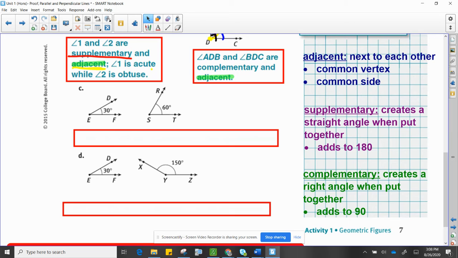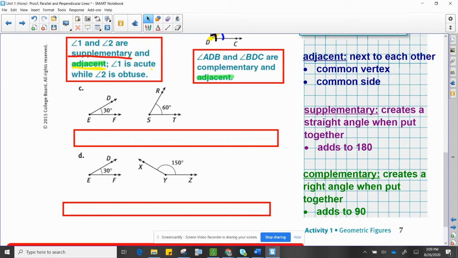Okay? So make sure you're writing these vocab words in. If you have to pause the video to do that, then I would do it, so that way you have all those vocabulary terms together. Okay. Now, if we look at C and D, those problems are not adjacent. They're separate angles. Okay, they're not next to each other. They don't share any common points or sides. So they're not adjacent, neither of them.